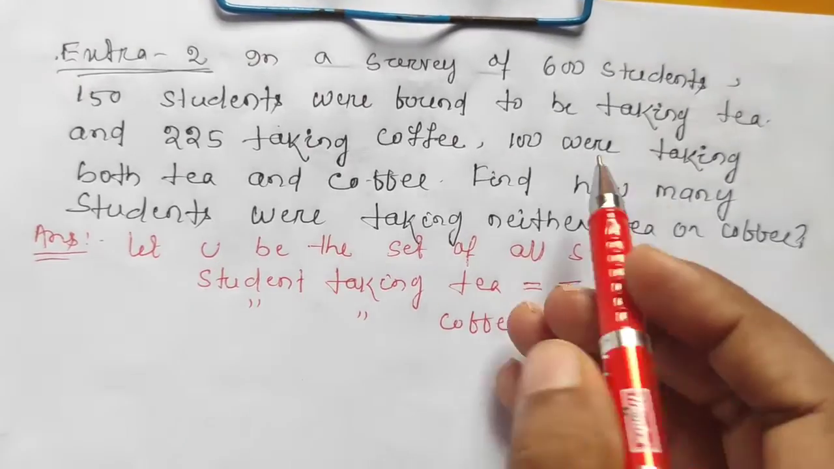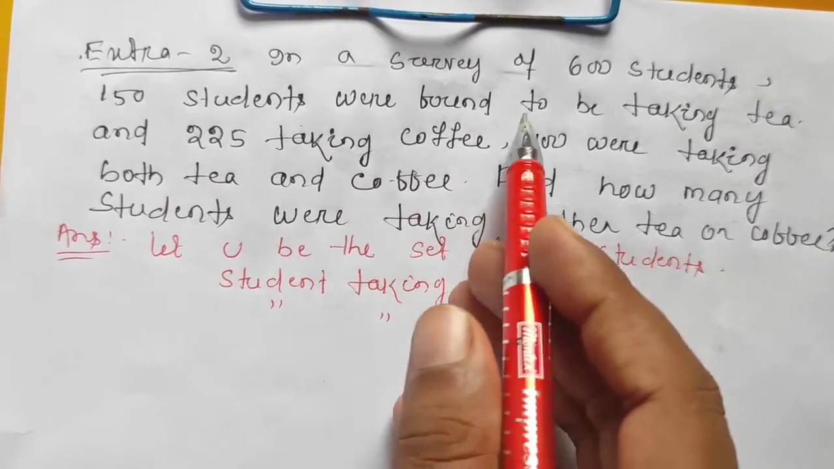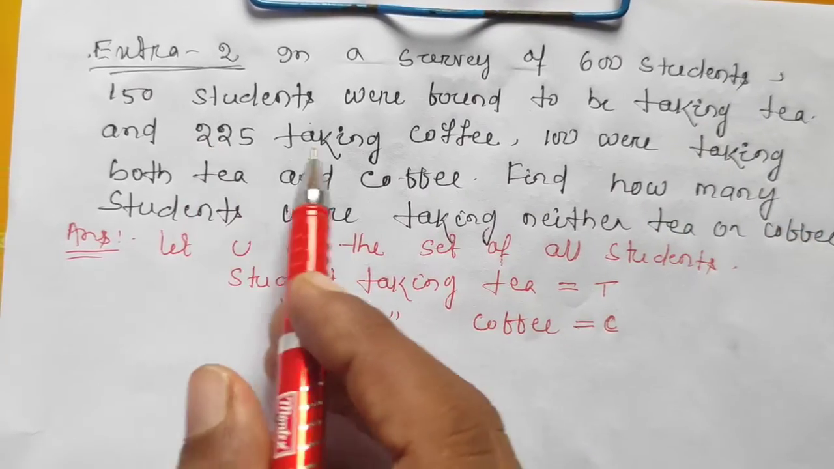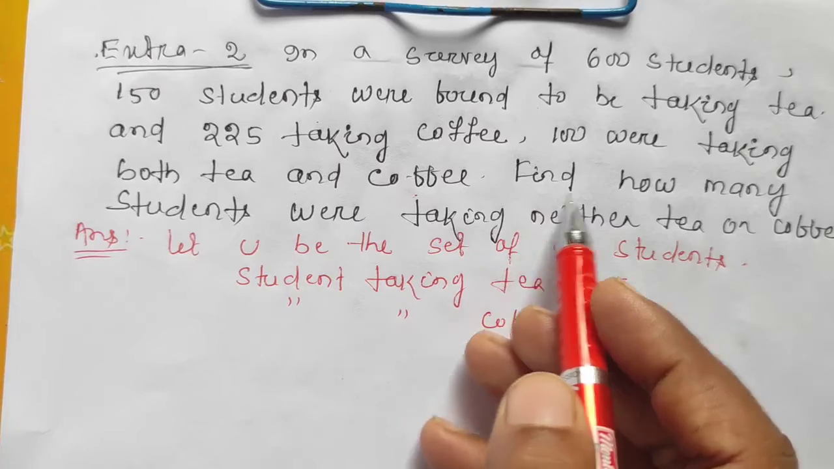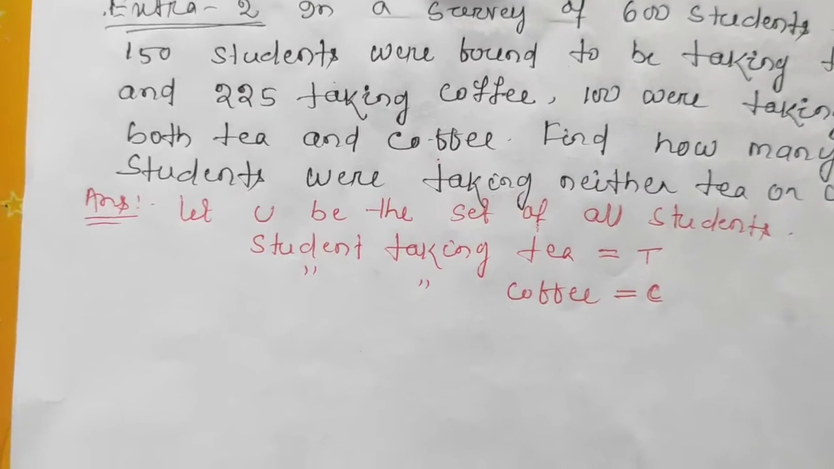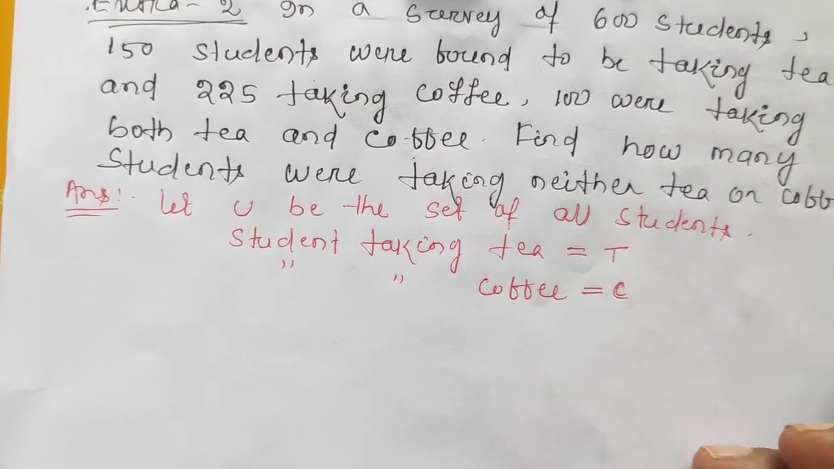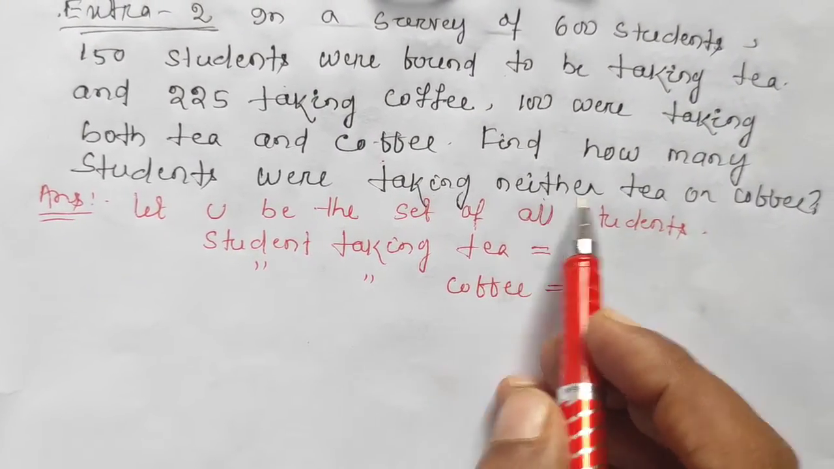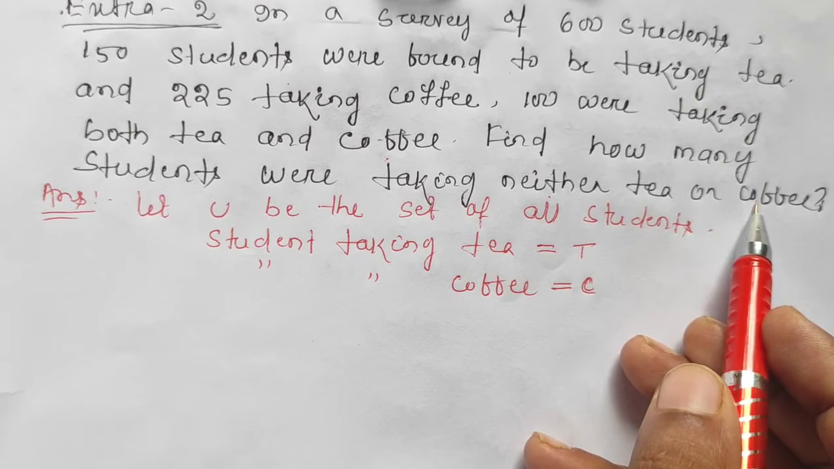In a survey of 600 students, 150 students were found to be taking tea, 225 taking coffee, 100 taking both tea and coffee. Find how many students were taking neither tea nor coffee. Neither-nor means (A union B) complement. A union B is equal to either tea or coffee. Neither tea nor coffee means (A union B) complement.